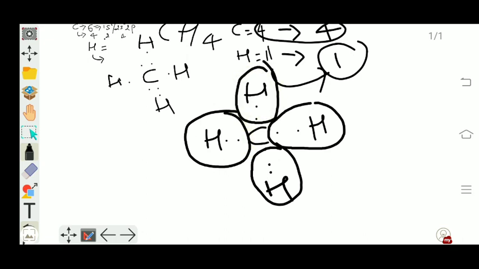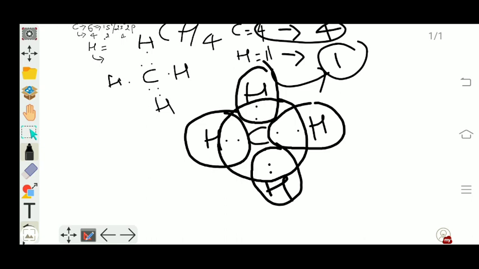But how many electrons does carbon require to attain stability? 8 electrons. See here: 1, 2, 3, 4, 5, 6, 7, 8. Now the carbon will take these 8 electrons, attain stability, and satisfy its octet rule.